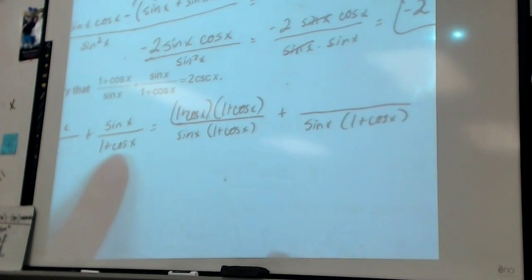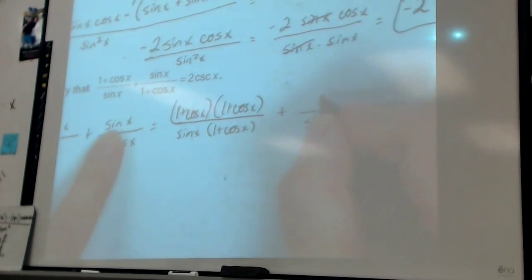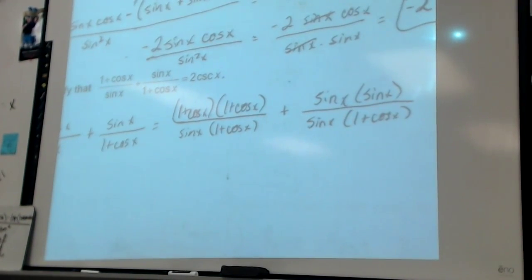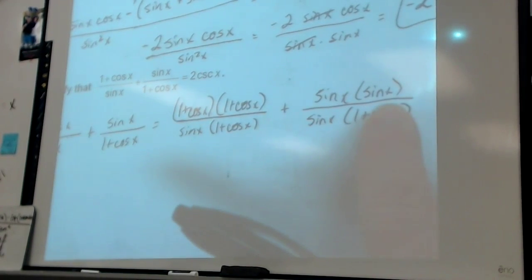So now on this one, I have the 1 plus cosine x, but not the sine x. So that means I need to multiply the numerator and denominator by sine x to get that denominator. In other words, I had to multiply this times sine x to get that. So I got to multiply sine x times sine x to keep it equivalent.